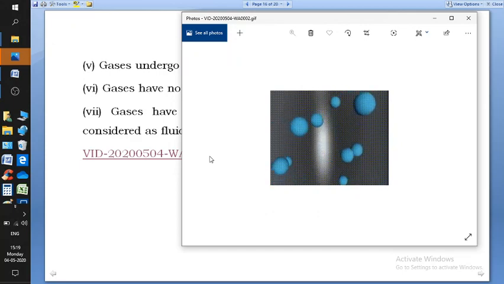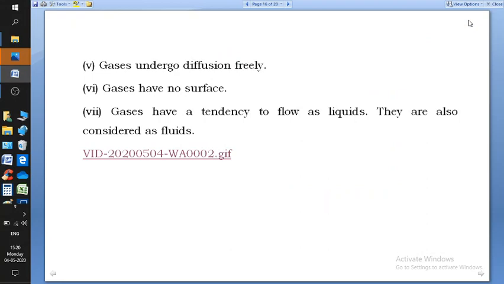For example, air is one example of a gas. It can intermix with perfume, or the perfume can intermix very easily with air because the particles are so very loosely packed that in a few seconds they intermix with each other very easily, and hence we get the smell of the perfume in the whole room when the perfume is sprayed, because the particles of perfume intermix very easily with the particles of air.